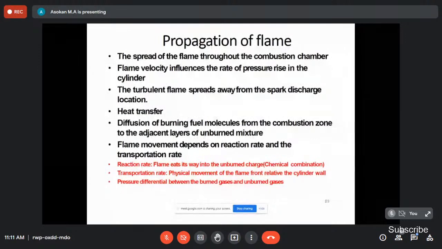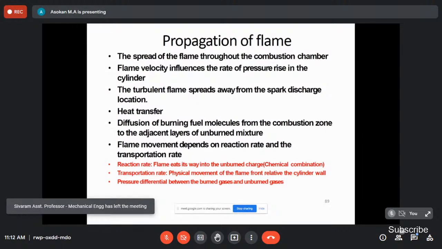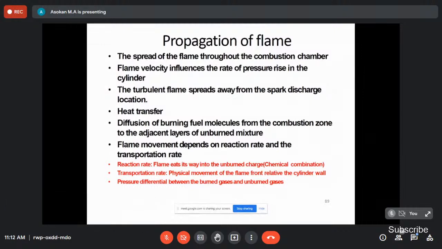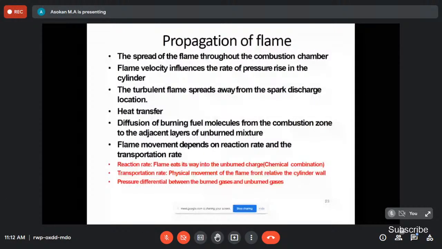This turbulent flame spreads away from the spot discharge location. The turbulent flame starts from the spot location, with heat transfer. So there is diffusion of burning fuel molecules from the combustion zone to the adjacent layer of the unburned mixture. During the propagation of the flame, the burning fuel molecules in the combustion zone traverse the adjacent unburnt mixture. So the flame movement depends upon the reaction rate and the transposition rate. What is the reaction rate? What is the transposition rate?